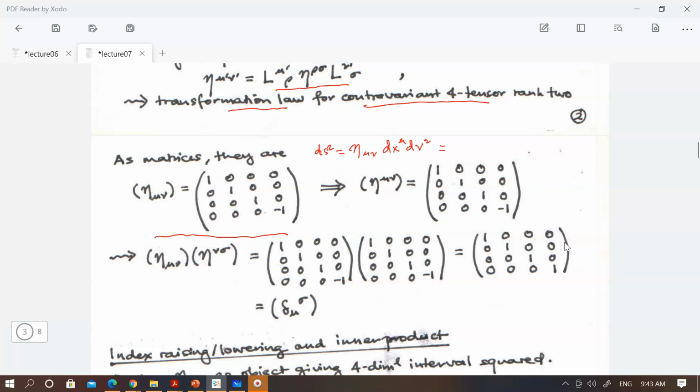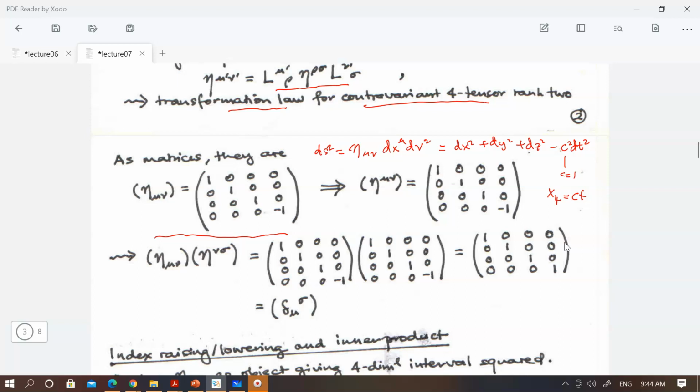And this is essentially x squared plus y squared plus z squared minus c squared dt squared. Normally we put c equals 1, so you get that. Or you put x^0, or x4, for example, as ct. So that is the Minkowski metric that we have seen earlier.